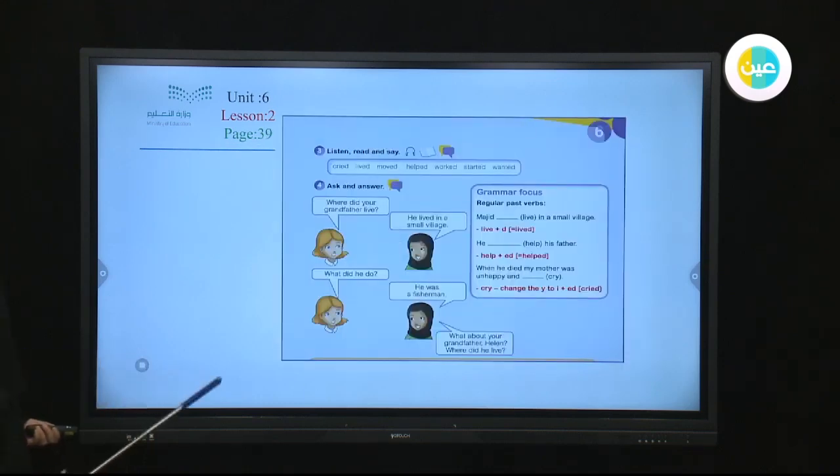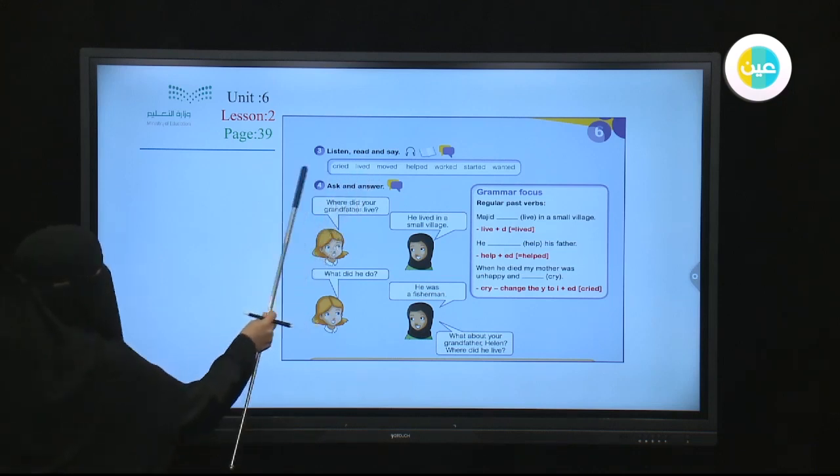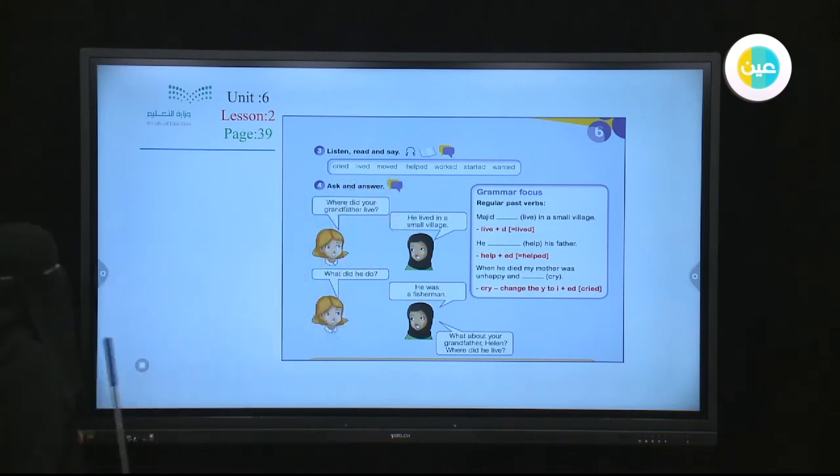Exercise number three, listen, read, and say. We're going to read the verbs as we said before in the past. Listen, please. Unit 6, lesson 2, activity 3. Listen. Read and say.